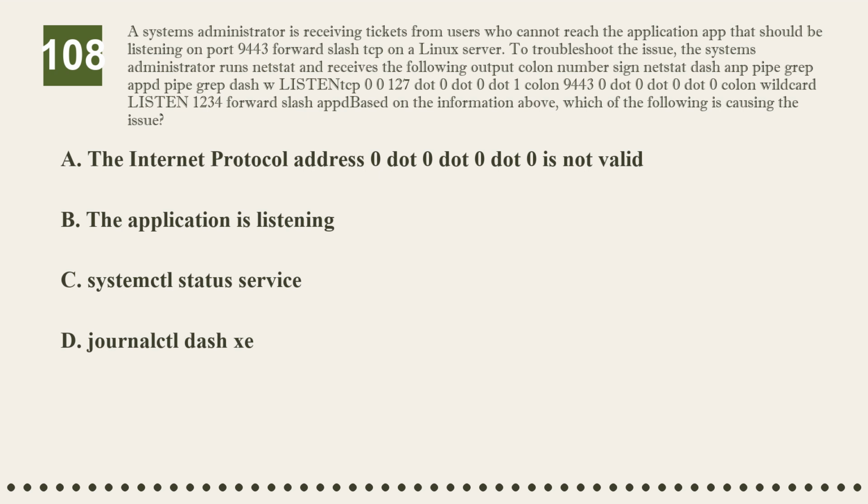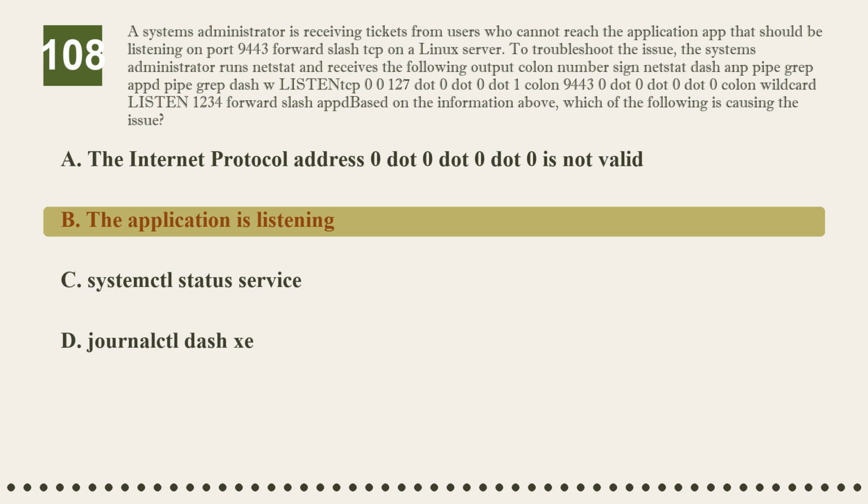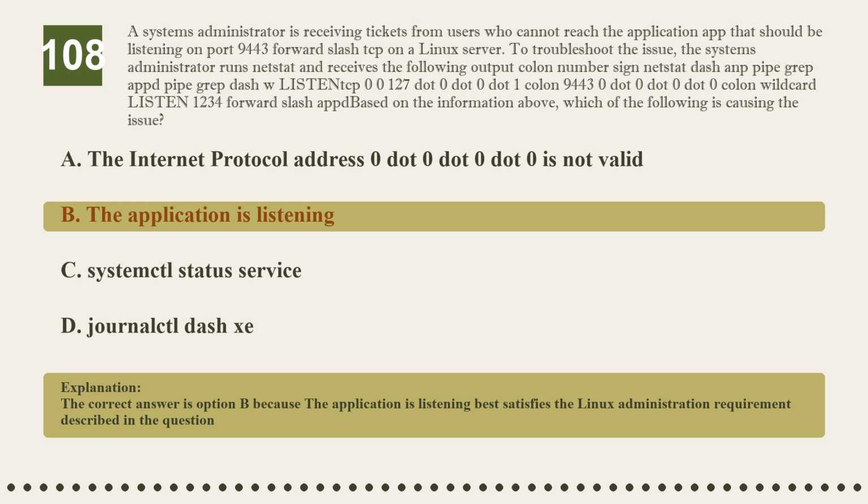Option A. The Internet Protocol address 0.0.0.0 is not valid. Option B. The application is listening. Option C. System status service. Option D. journal-exe. The correct answer is option B. The application is listening. The correct answer is option B because the application is listening best satisfies the Linux administration requirement described in the question.